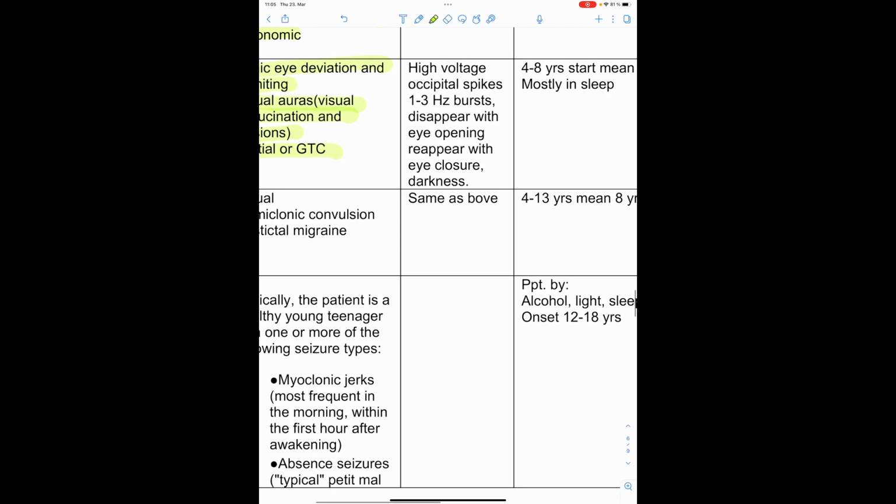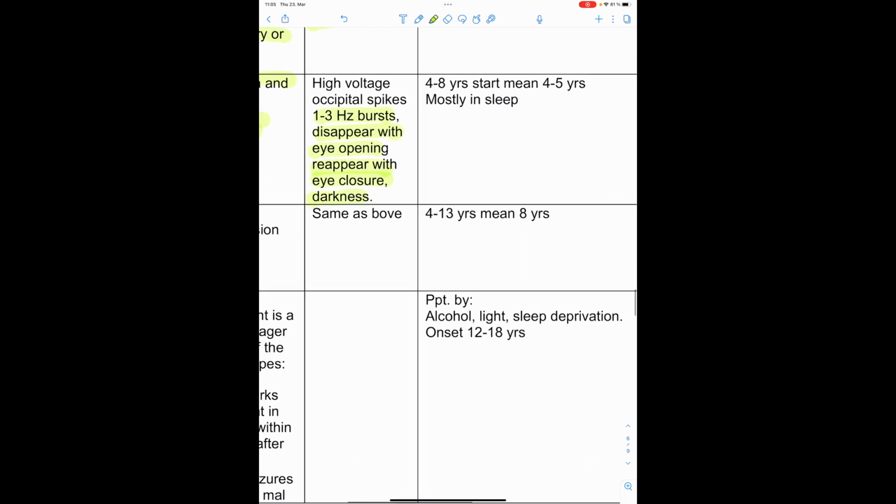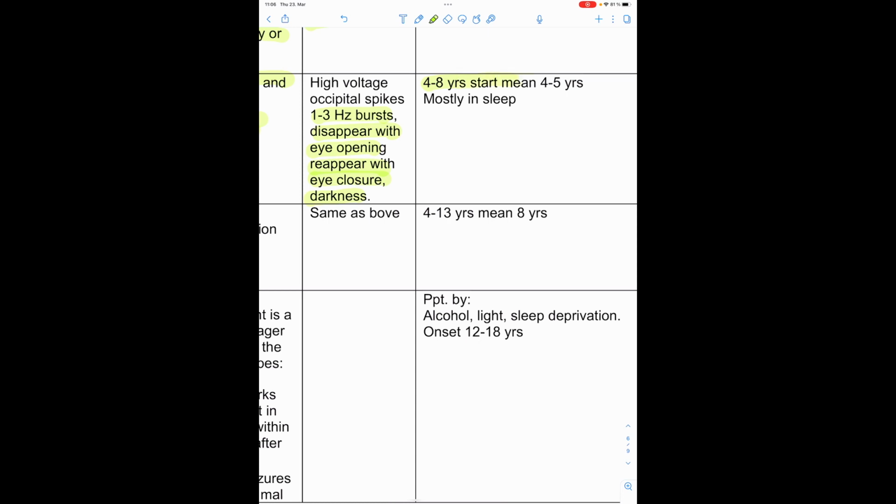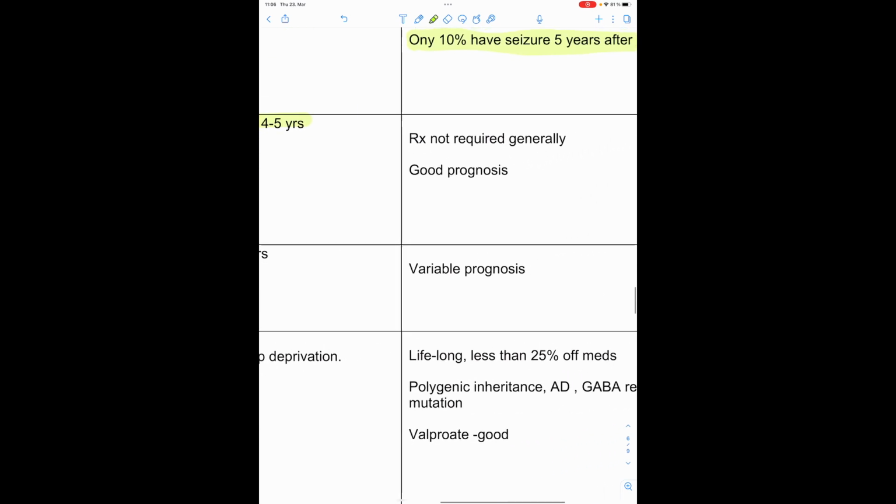High voltage occipital spikes, 1 to 3 Hz bursts, disappear when eye opening, reappear with eye closure. So with eye opening, they disappear and they reappear with eye closure and darkness. 4 to 8 years start, mean age is 4 to 5 years, and mostly in sleep. Treatment not required generally, and there is good prognosis.